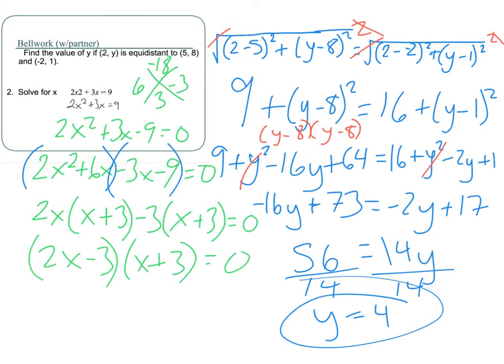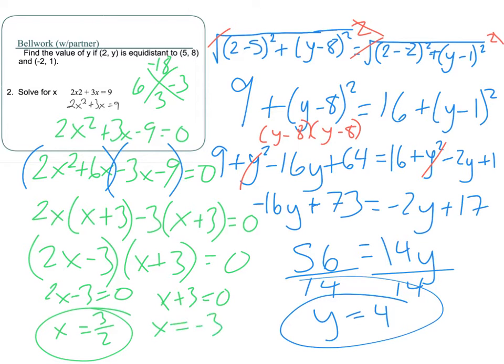So my solutions would be, well, if I do 2x minus 3 is equal to 0, I'm going to get x equals 3 halves. And over here, x plus 3 is equal to 0. X is equal to negative 3. Cool, cool. There's a little algebra review. Let's get into the actual lesson.